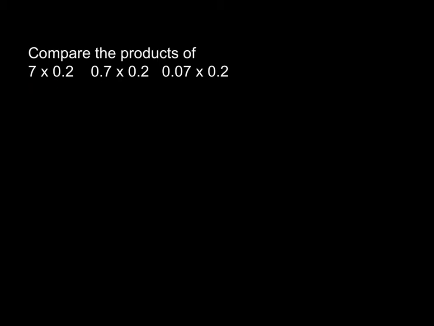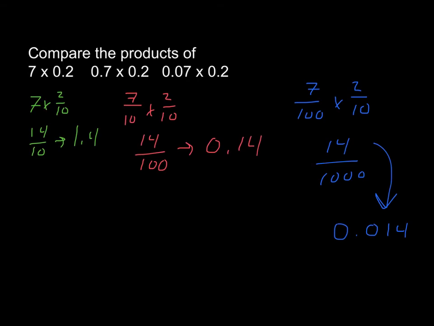At this point, I'd like you to compile what we've talked about and compare the products of 7 times 2 tenths, 7 tenths times 2 tenths, and 7 hundredths times 2 tenths. The suggestion that I would make is try using a place value chart to see if that helps. When you solve this, you'll realize that you have very similar numbers. Here we have 7, which is actually 7 over 1, times 2 tenths, then 7 over 10, 7 tenths times 2 tenths, and 7 over 100 times 2 tenths.